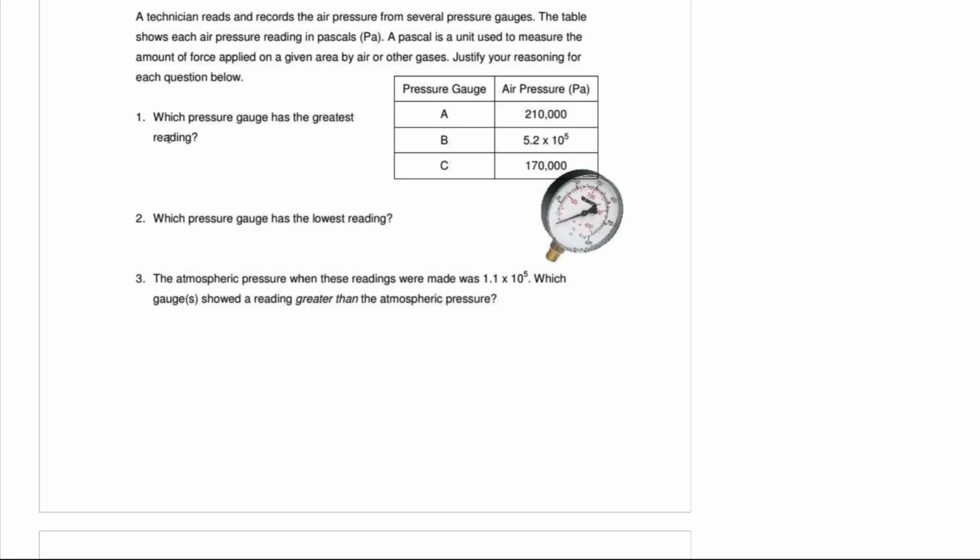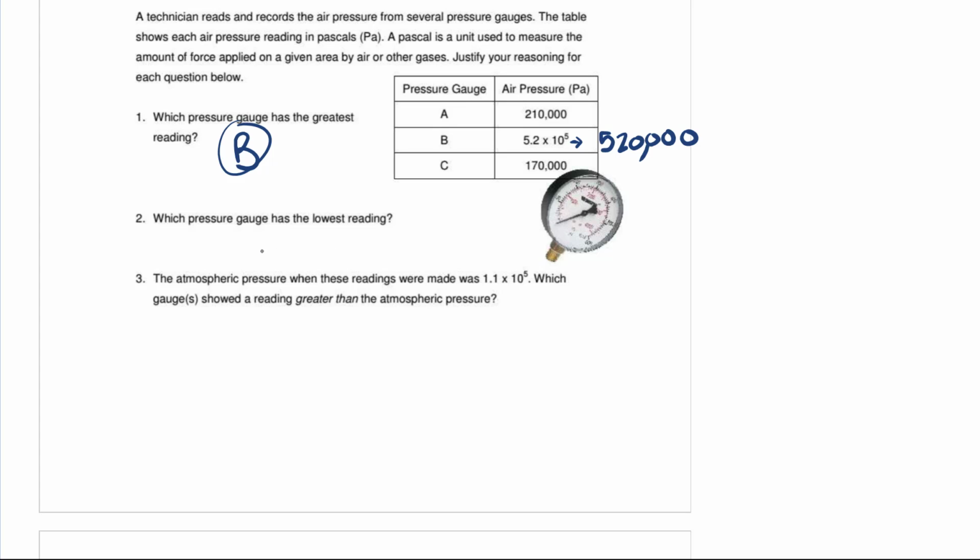Number 1. Which pressure gauge has the highest reading? There are several ways to kind of look at this. I think since we already have 2 in standard form, we'll convert this to standard form as well. This is 5, and then we're going to move the decimal 5 times. 1, 2, 3, 4, 5. 520,000 pascals. That's a lot of air pressure. Definitely pressure B.